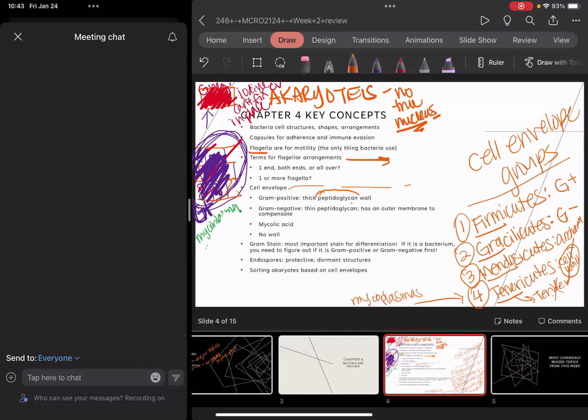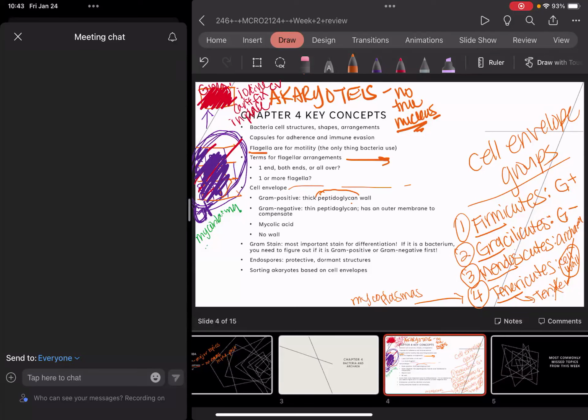And so those are our groups for how we're going to basically group our bacteria and archaea, all of our prokaryotes, based on their cell envelope structure. And that's the summary for chapter 4. So I'm going to go ahead and move on to the missed topics.